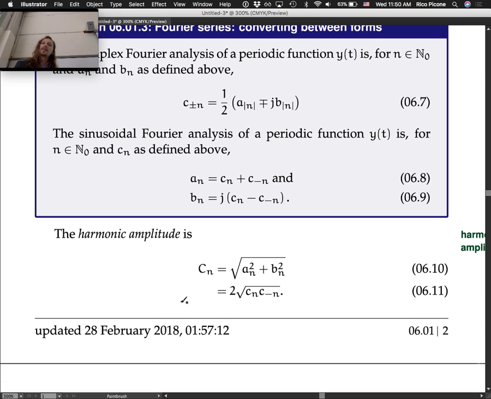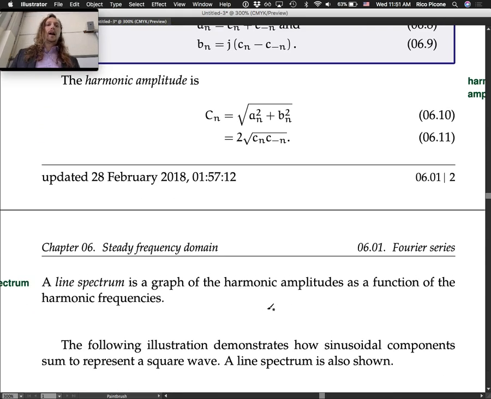And then another definition here is the harmonic amplitude, which is that Cn is equal to the square root of an squared plus bn squared, which is 2 times the magnitude of Cn. So Cn and C minus n are just complex conjugates of each other. So it works out nicely to multiply them together and get a real number.